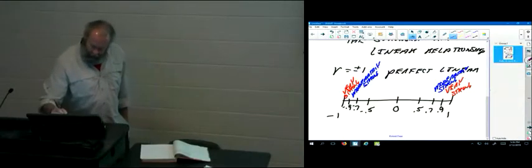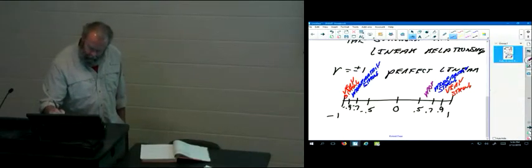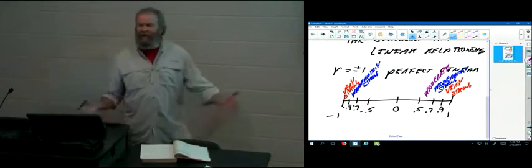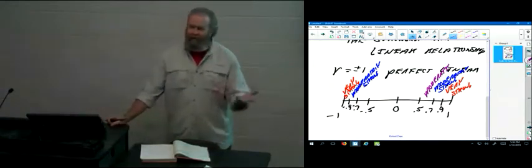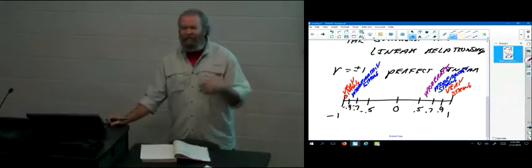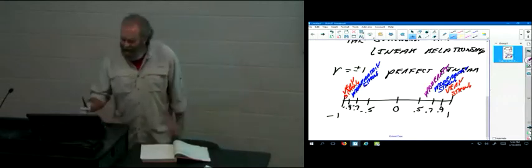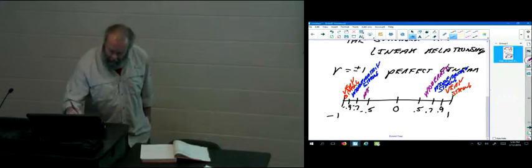Here I would say you're... oh, I got the word moderate, right? In between 0.5 and 0.7, is there a linear relationship? Yeah. Is it really strong? No. But do I see one? Yeah. Same thing over here.